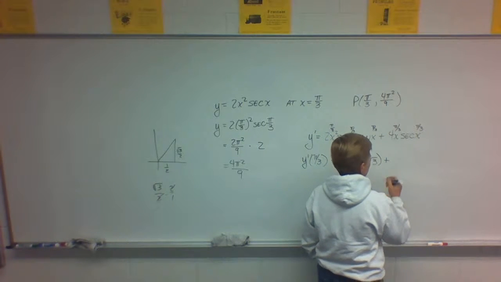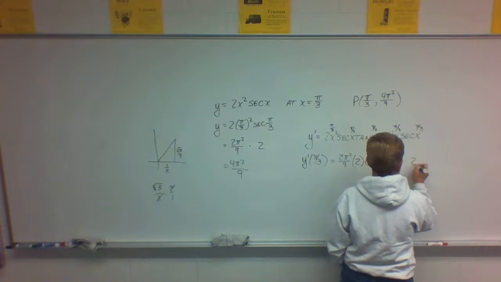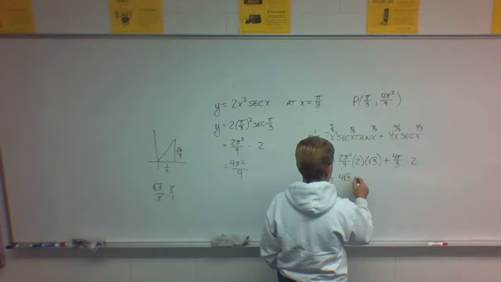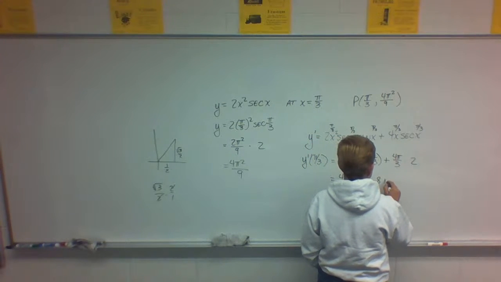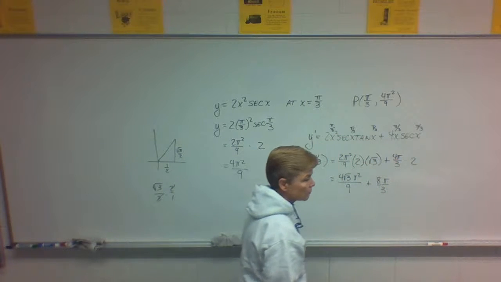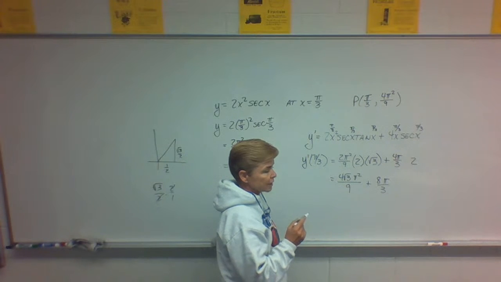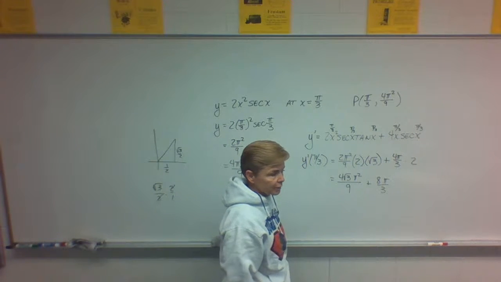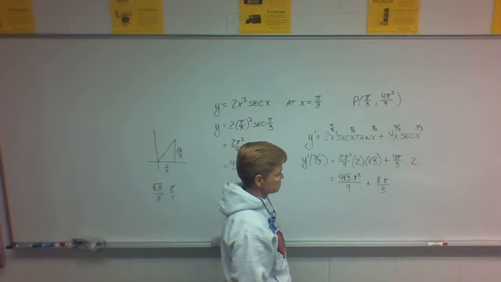Plus 4 pi thirds times 2. That's 4 root 3 pi squared over 9 plus 8 pi thirds. Now, at this point, it probably wouldn't be a bad idea to figure out what the decimal is for that, but I would store it because you're going to have to distribute that nasty decimal through the line that we're about to write. I hate this.